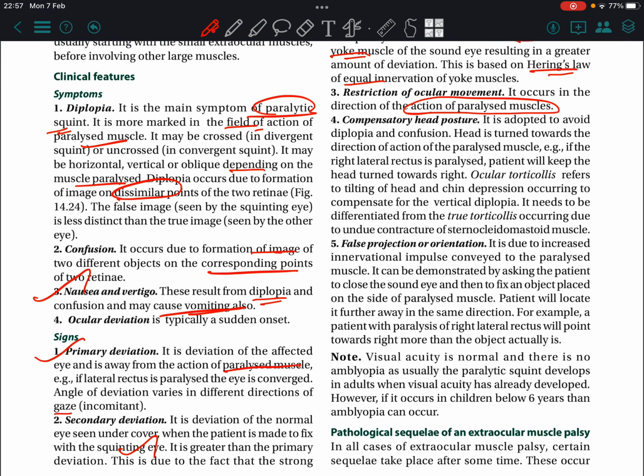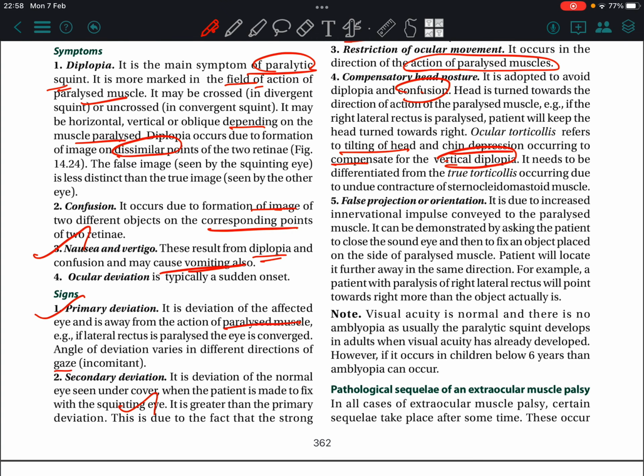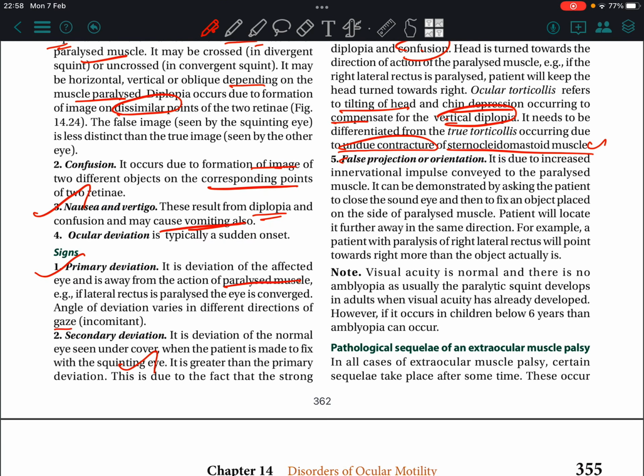Compensatory head posture. It is adopted to avoid diplopia and confusion. Ocular torticollis refers to tilting of the head and chin depression occurring to compensate for the vertical diplopia. It needs to be differentiated from torticollis occurring due to undue contraction of the sternocleidomastoid muscle. False projection of orientation. It is due to increased innervational impulse conveyed to the paralyzed muscle.